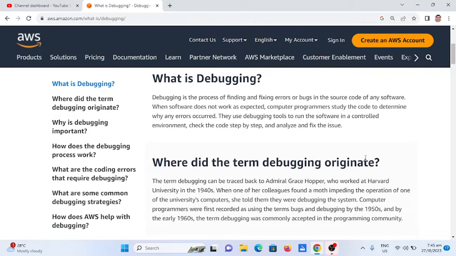Where did the term debugging originate? The term debugging can be traced back to Admiral Grace Hopper, who worked at Harvard University in the 1940s. When one of her colleagues found a moth impeding the operation of one of the university's computers, she told them they were debugging the system. Computer programmers were first recorded as using the term bugs in debugging by the 1950s, and by the early 1960s the term debugging was commonly accepted in the programming community.